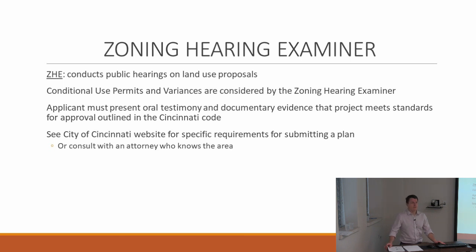So I mentioned that these things are reviewed by the zoning hearing examiner. The zoning hearing examiner is an officer of the city of Cincinnati. They conduct public hearings on these land use proposals. So you will go forth in front of them requesting your conditional use permit, requesting your variance. It's a public hearing. The city will put in their own input for it. Anyone who's going to be impacted by the project can put in their input on what they think about the project. So, if you're asking for a variance to let you have a slaughterhouse somewhere, all of your neighbors can come out and say, wait a minute, that's going to greatly impact us as property owners. You can't do that.